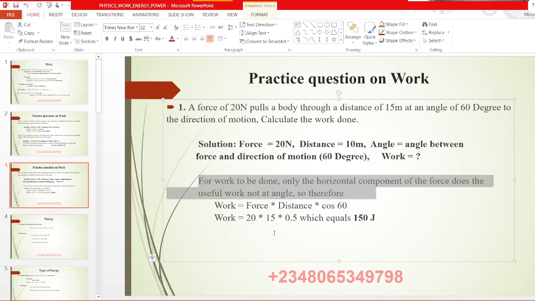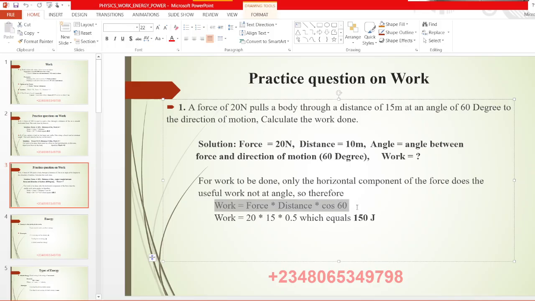So therefore, work equals force times distance times cos 60. When you see questions like this that say at an angle, please quickly take note that whatever angle was given to you, you are going to apply a cosine to it. So, the answer is force of 20 newtons multiplied by 15 meters, and cosine of 60 is 0.5, which equals 150 joules.